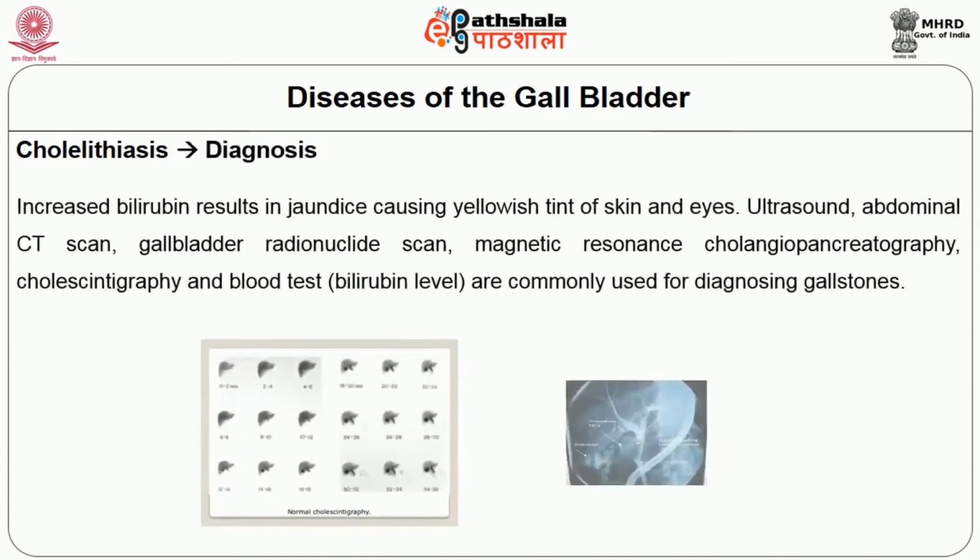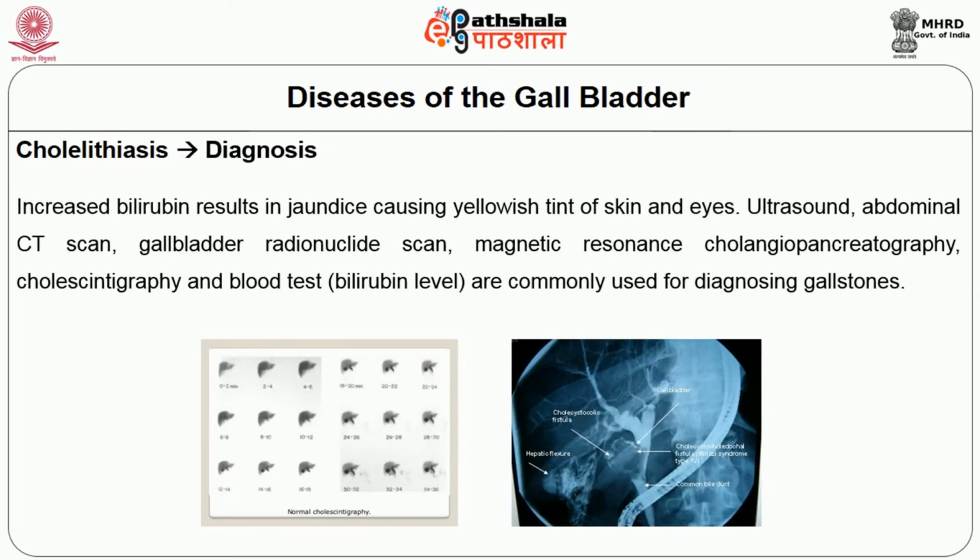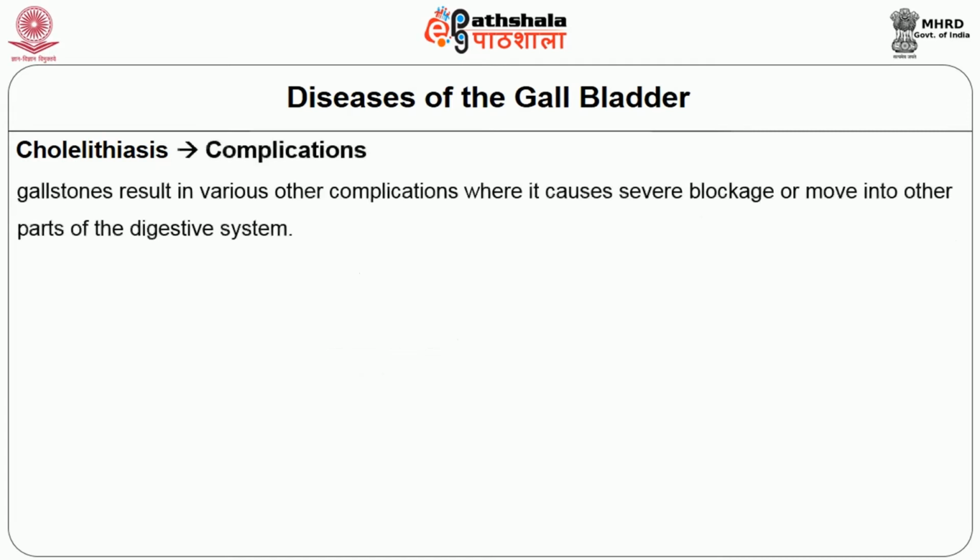The diagnosis of gallstones includes increased bilirubin, which results in jaundice causing yellowish tint of skin and eyes. Ultrasound, abdominal CT scan, gallbladder radionuclide scan, magnetic resonance cholangiopancreatography, cholecystography, and blood tests are commonly used for diagnosing gallstones. The complications include, in some cases, gallstones causing severe blockage or moving into other parts of the digestive system.